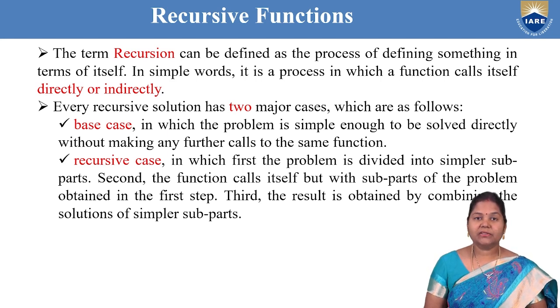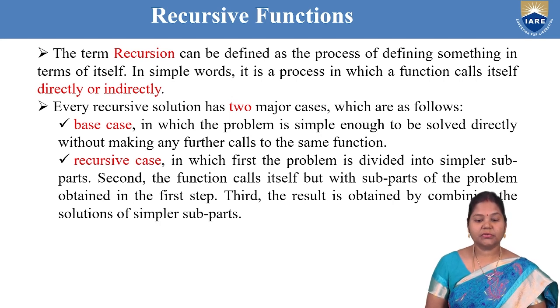Based on the function calling itself directly, we call it direct recursion. If it is calling indirectly, that means function A calls function B and function B calls function A, then there is a type of recursion that occurs. We call it indirect recursion or mutual recursion.